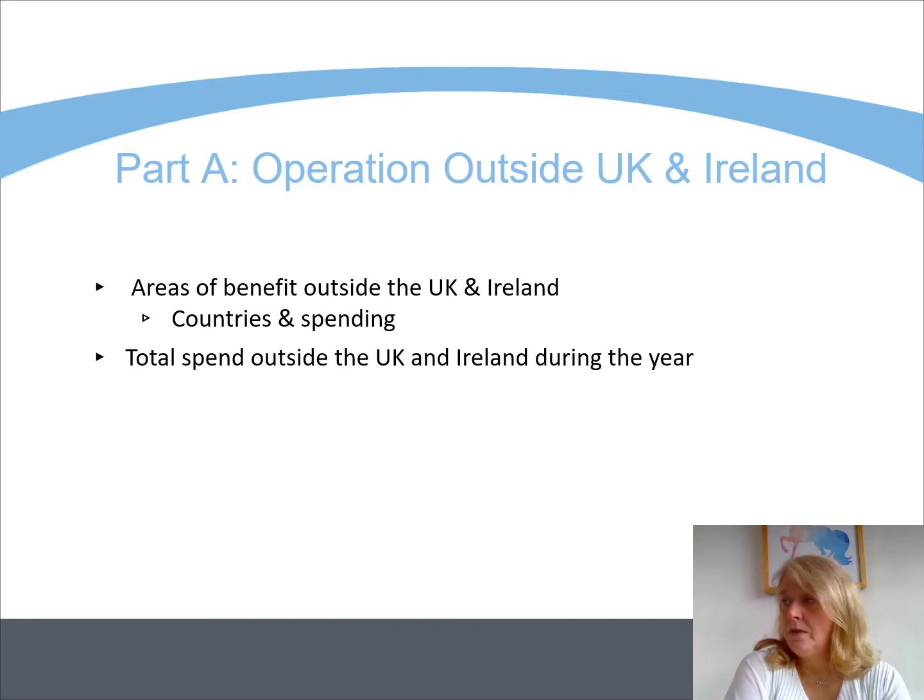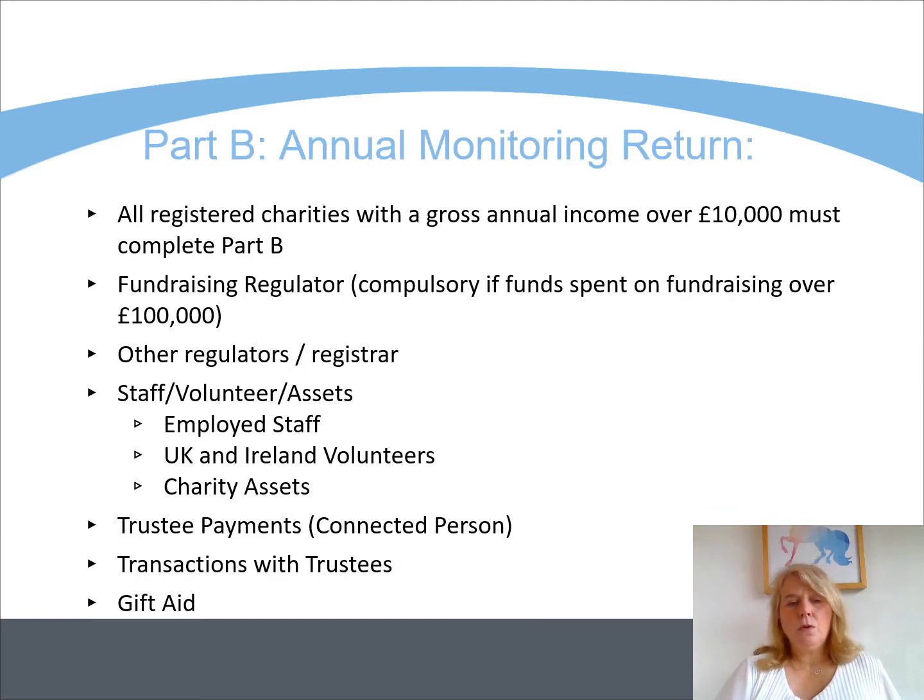It then asks about areas of benefit outside the UK and Ireland, and for most groups your area of benefit is Northern Ireland, and you don't spend any money outside that. But if you did, for example, as part of your charitable objects, spend money in another country, you would record that here. But as I said, I don't think that will apply to Scouting Ireland charities. So, Part B. If your gross annual income is over 10,000, you must complete Part B.